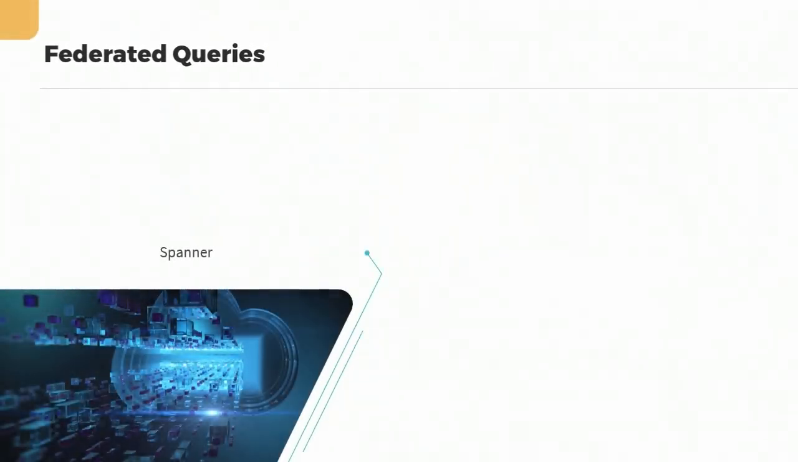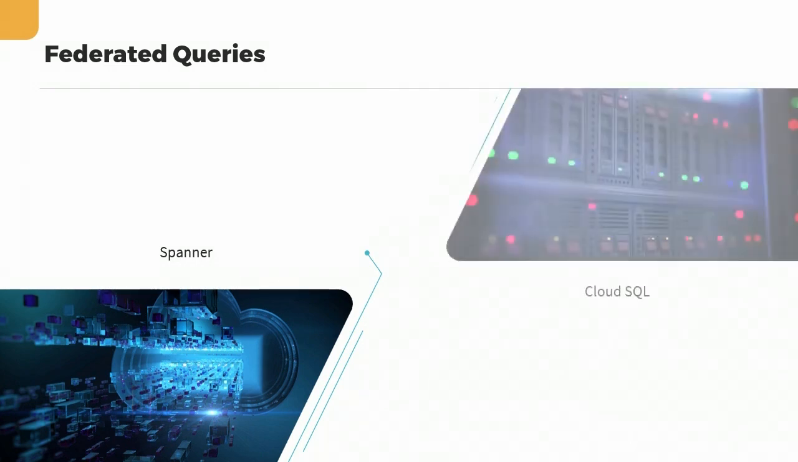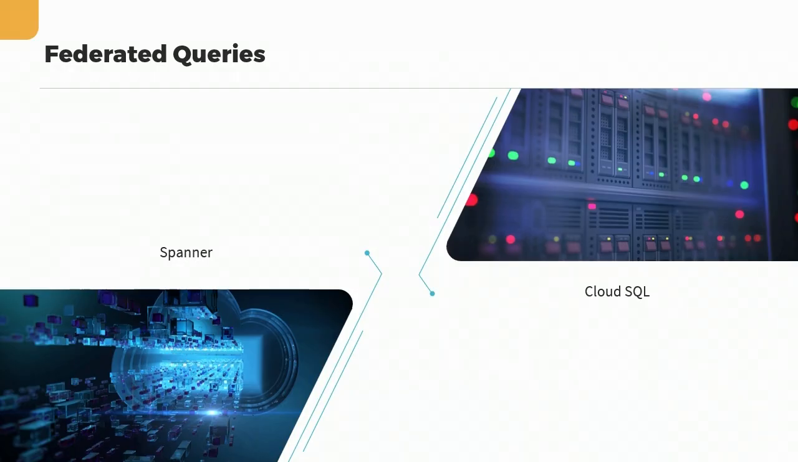Now, there's other things known as federated queries that allow us to do these things. So we've got what's known as federated connections that establish connections to databases before we even send the query. So we've got things like Spanner, and we have things like Cloud SQL. And these two allow us to actually establish these connections to different databases before I even send the query at all.